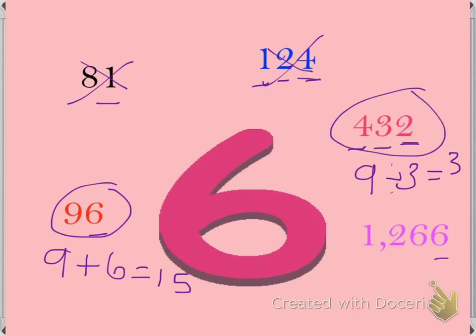Even number, if we add up the digits, 1 plus 2 is 3. 3 plus 6 is 9. 9 plus 6 is 15. That's divisible by 3. So that one works as well.